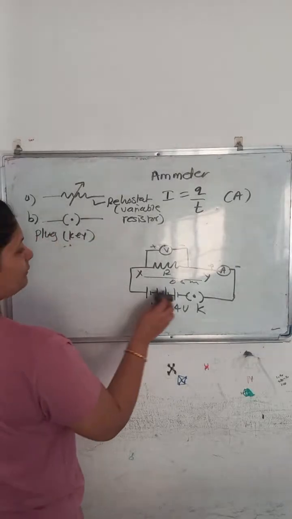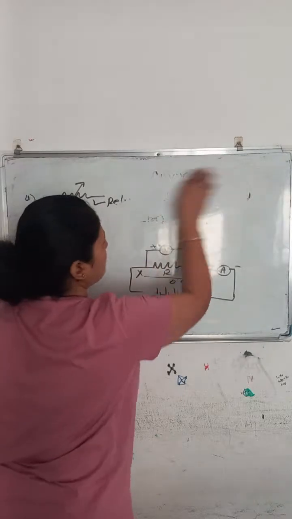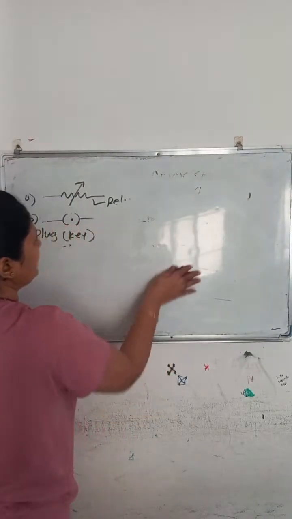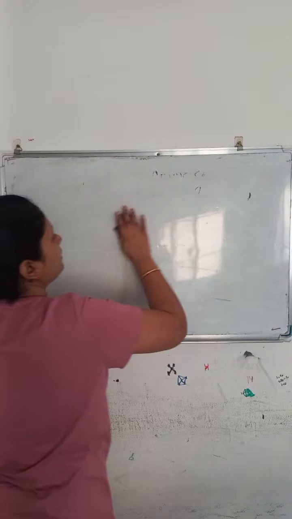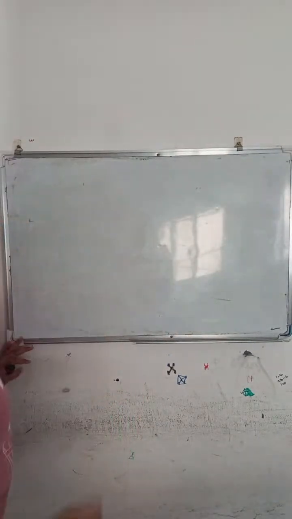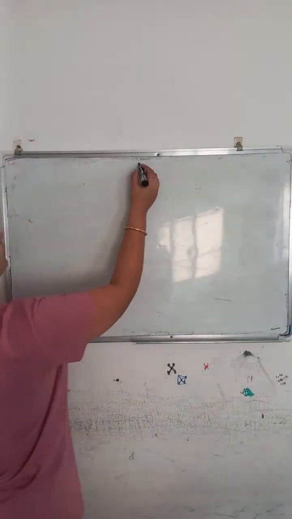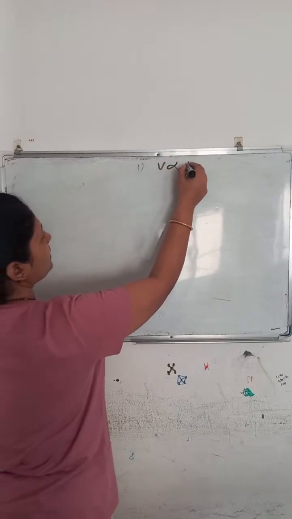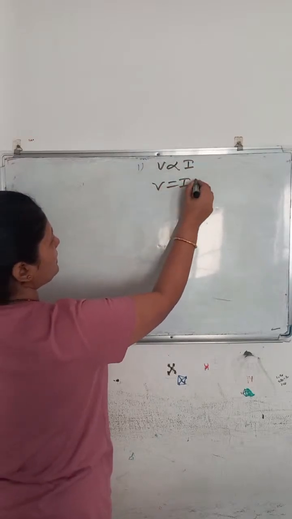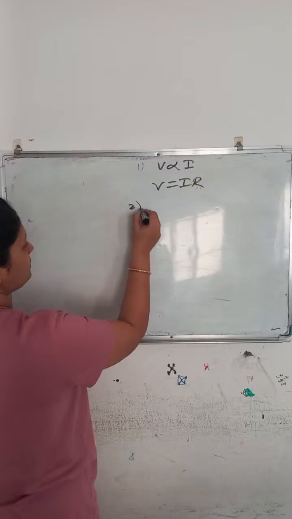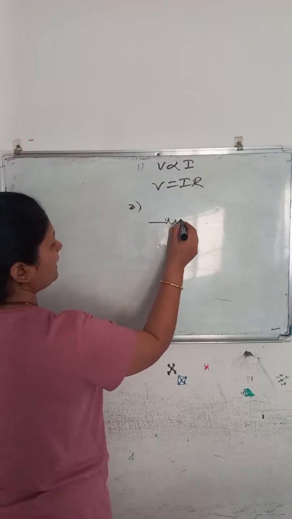Okay, I will show you what should be contained in this answer. It is very important. First, 1 mark they are giving to write the correct Ohm's law. So here V is directly proportional to I. So V is equal to what? IR. Second, you have to draw the diagram here.